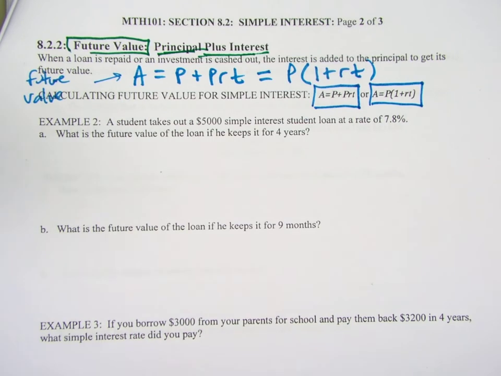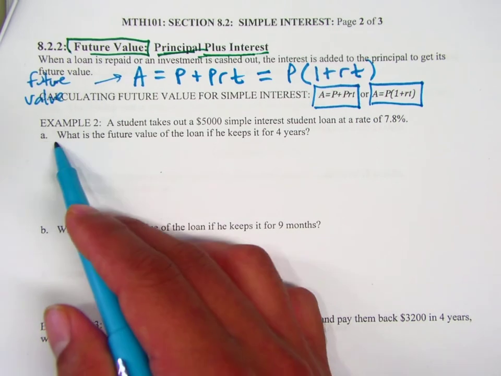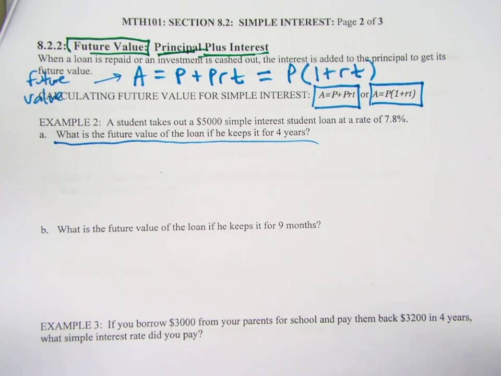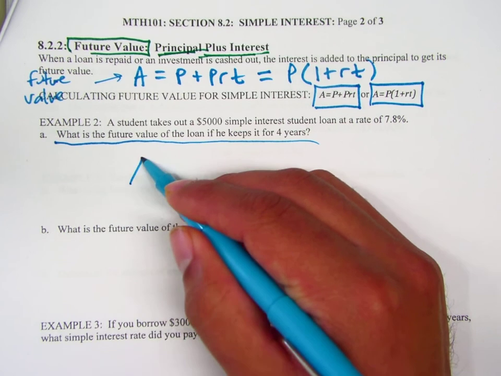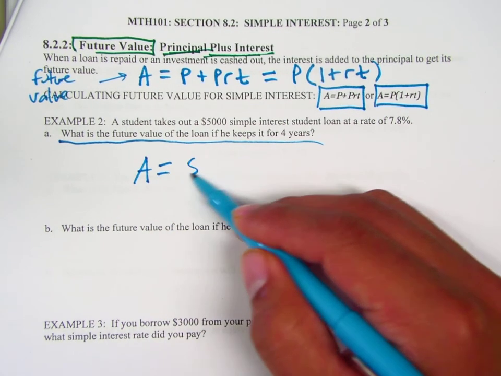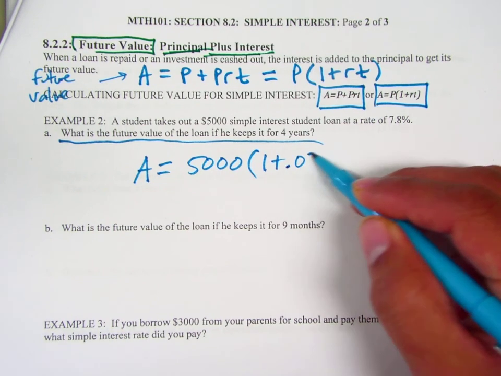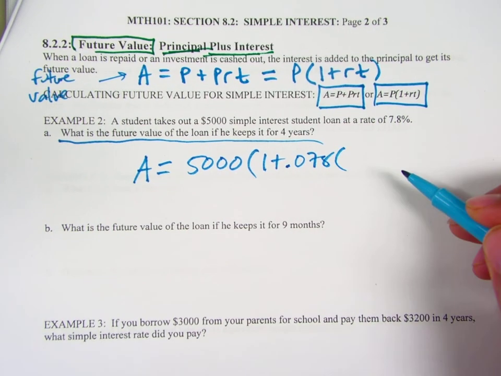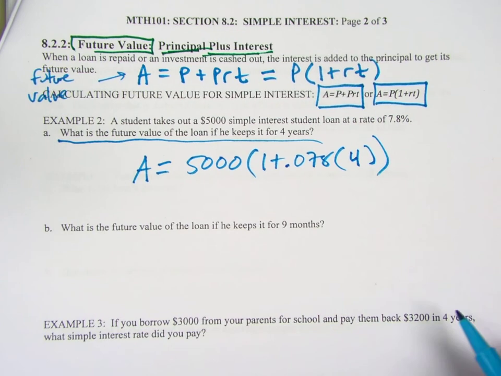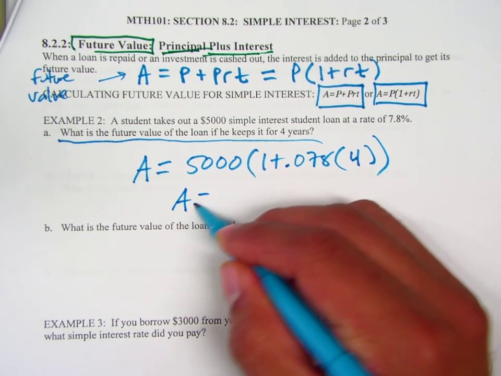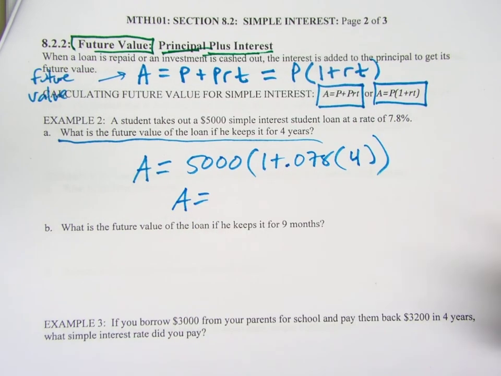Let's go ahead and look now at example 2. Same scenario, but now we just want to know exactly how much total money needs to be paid back. So we do A, principal is 5,000, 1 plus the rate, which is 0.078, and then number of years, which is 4. Type that in. And we should already know the answer. We already kind of figured it out on the previous page, because the interest was 1560, so we should get 6560.